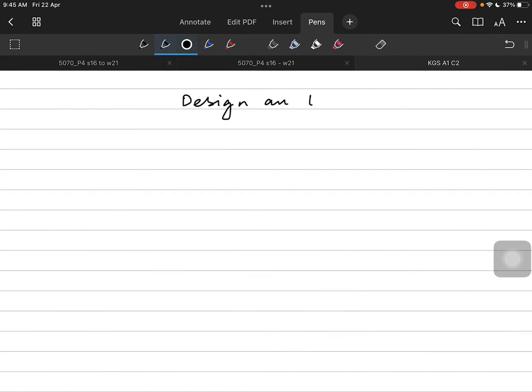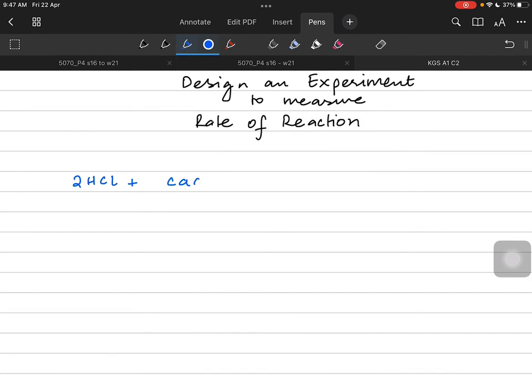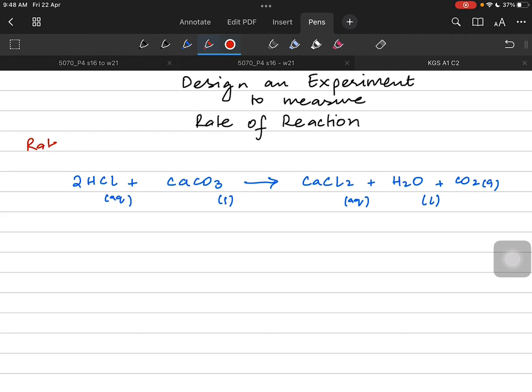Let's talk about a very simple kind of experiment where we design an experiment, let's say, to measure the rate of reaction. Before we go into the detail of the chemical apparatus and their setup, let's imagine that we have hydrochloric acid reacting with calcium carbonate. It produces calcium chloride, water, carbon dioxide. The hydrochloric acid was aqueous, calcium carbonate was solid, then aqueous calcium chloride solution is made in water and carbon dioxide is a gas.